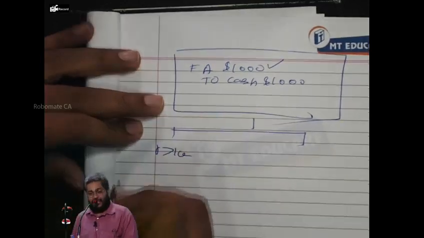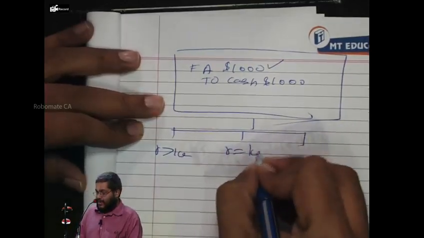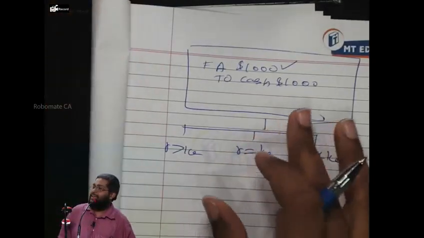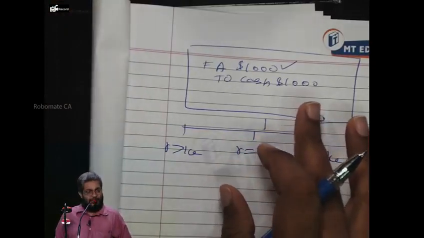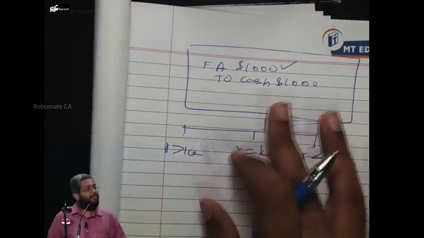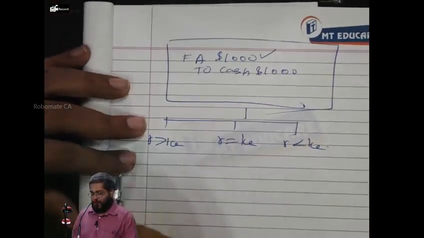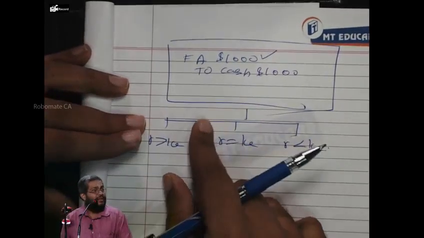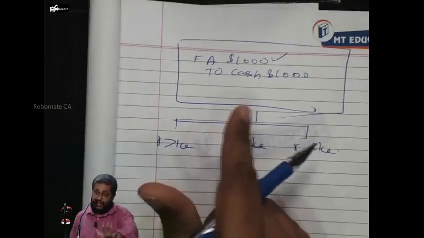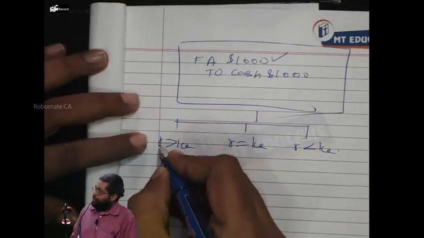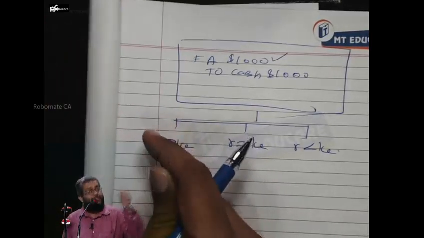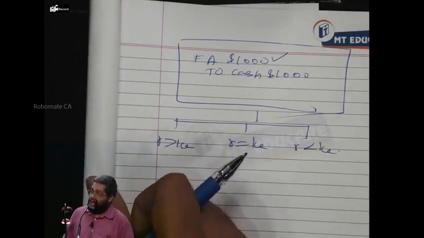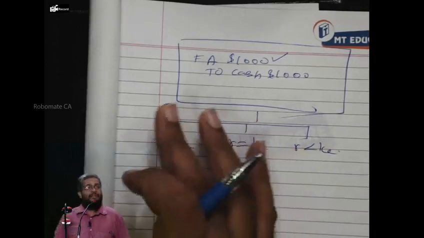R greater than KE, or R equal to KE, or R less than KE. Correct? Can I proceed further or not? See, when I invest in this project, the shareholder wants some return, and the project is expected to give some other return. What the project is expected to give, I call R. What the shareholder wants, I call KE. What they want, it may give. What they want, it may not give. It may give more, or it may give less.